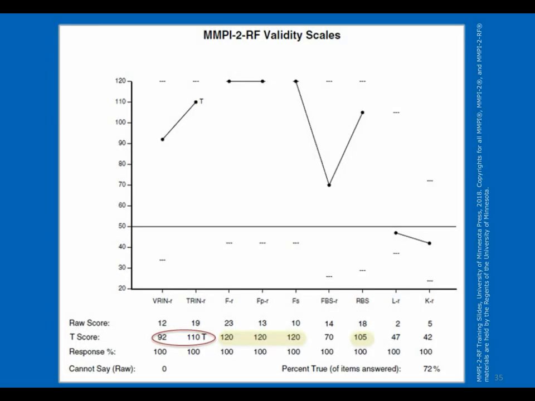In this example, we have prominent elevations on both VRIN as well as TRIN. In this case, we interpret both of those elevations as indicating random responding and fixed true responding, respectively, but we stop there. So even though we have very prominent elevations on several of the over-reporting validity scales, we do not interpret them. They are invalidated by the non-content based invalid responding.